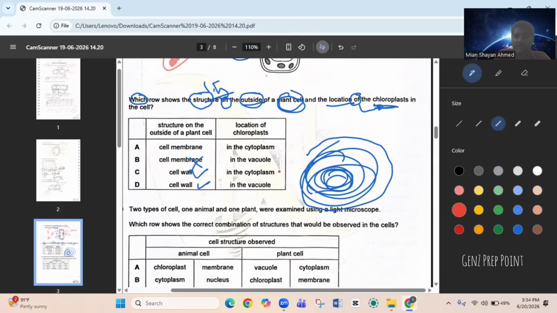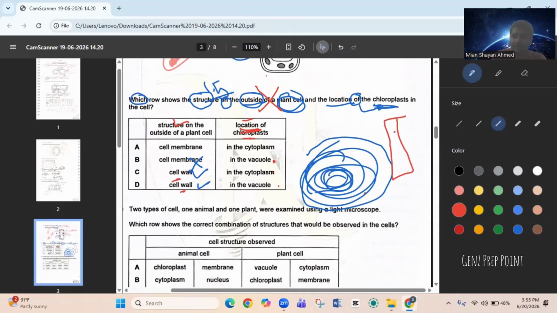If we focus on the location of chloroplast, and you don't understand the question, leave it. You can understand it from these two. Structure outside the plant cell: cell wall. The cell membrane is the last structure of an animal cell. The cell wall is the last structure of a plant cell. So what is the location of chloroplast, in the vacuole or in the cytoplasm? First, you tell me what's inside the vacuole. I told you above, the vacuole has cell sap. This is a plant cell.